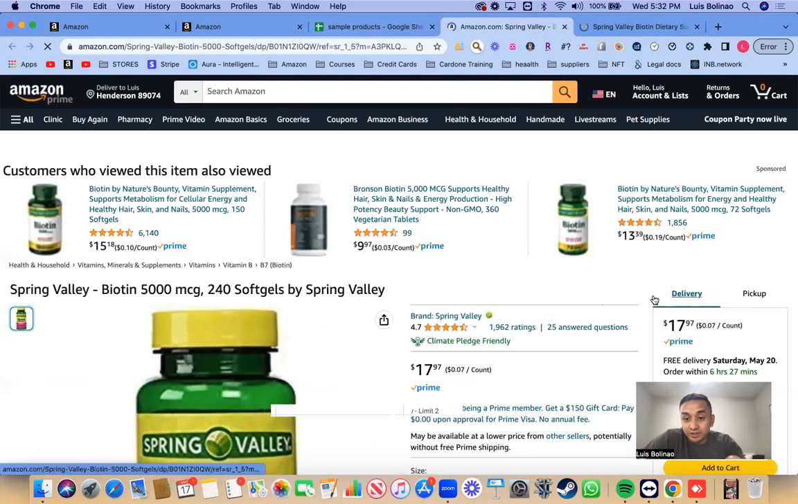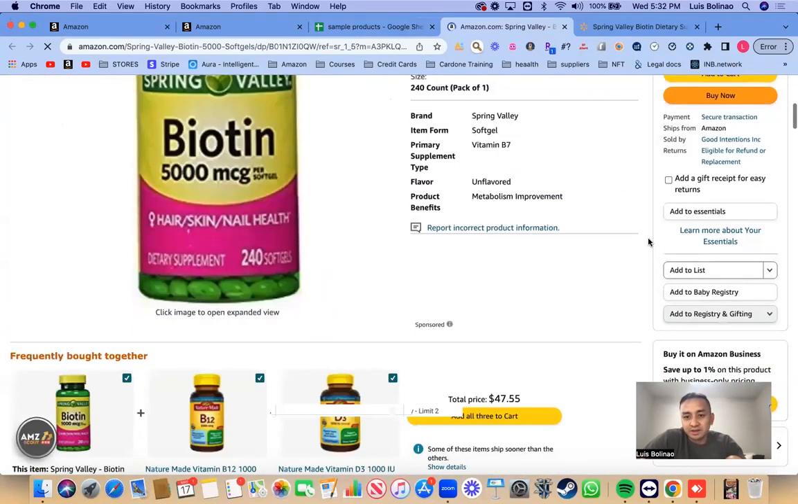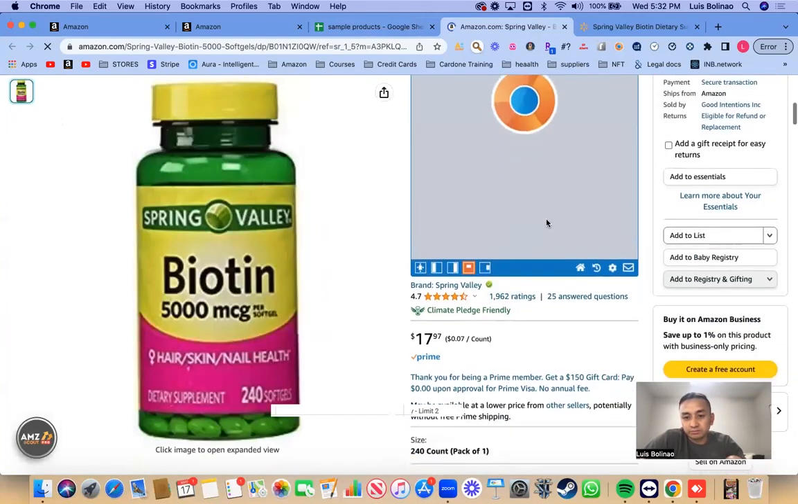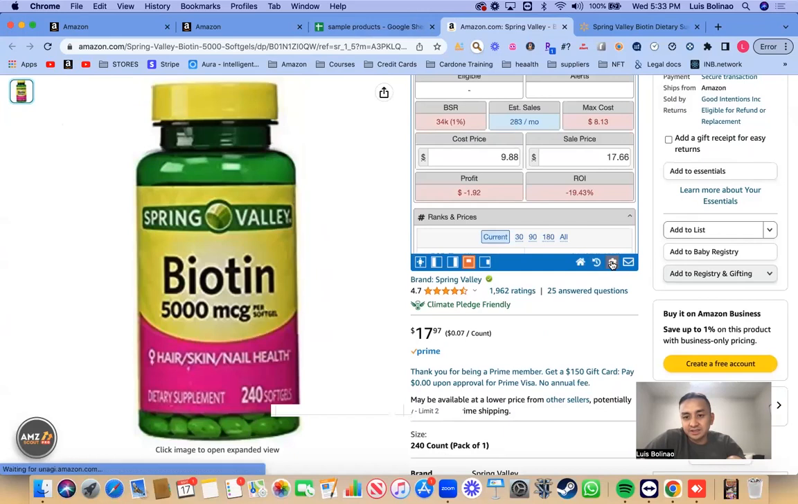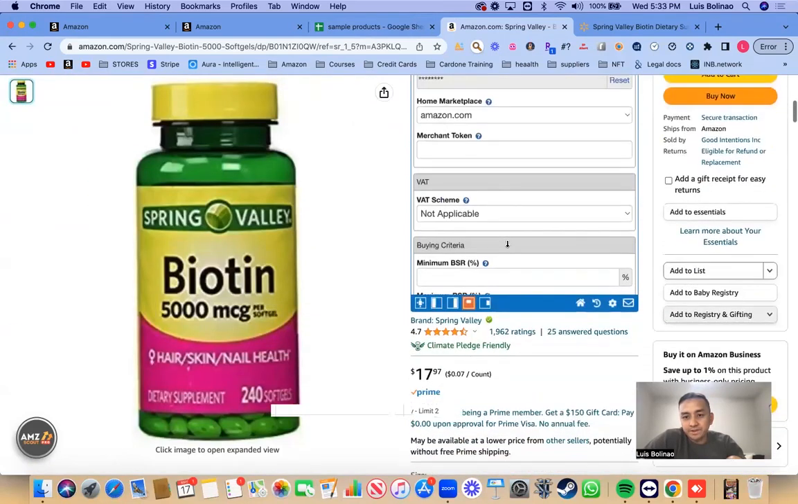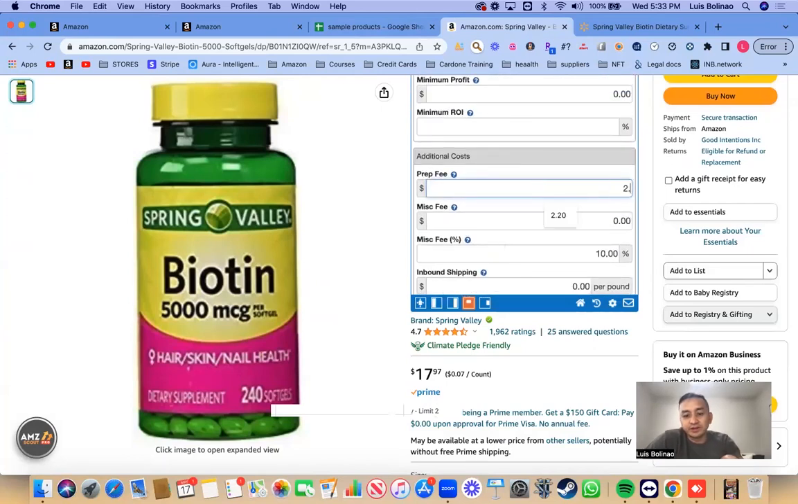And then if you're really new, you need to set up your Seller Amp first. So you go to your Seller Amp right here. Click on the settings. And then go to the bottom. You put 2.2 here because it covers our prep fee and our Amazon shipping fee, right? And then here is 10%.